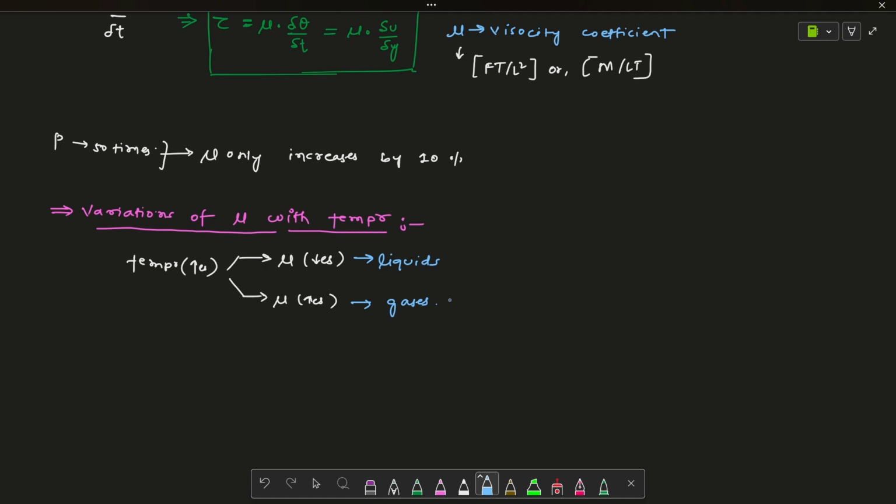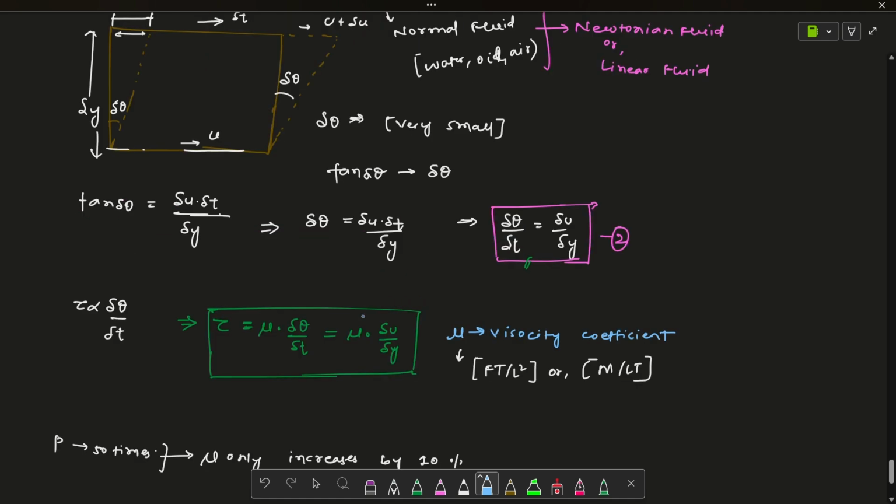This temperature variation is valid for common fluids that we use in our daily life, like water, oil, or air. One more thing, I will just introduce it here. We will discuss this in more detail in our upcoming lecture, so just pay a little attention here.